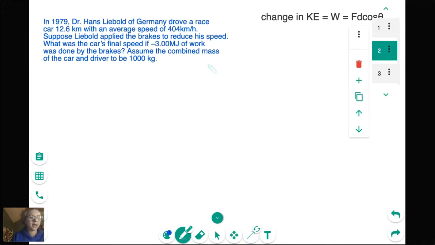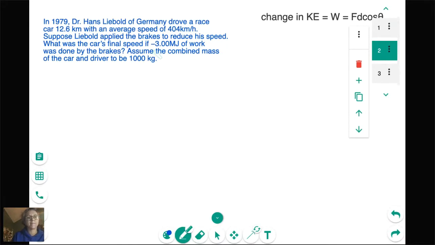Okay, so in this one we have in 1979, Dr. Hans Liebold of Germany drove a race car 12.6 kilometers with an average speed of 404 kilometers per hour. And we're going to say, suppose he's driving that fast, then he applies the brakes to reduce his speed. And we want to know what was the speed if 3 megajoules of work was done by the brakes. So that prefix mega is not one we see a whole lot, but negative 3 megajoules of work were done by the brakes. And so we know the combined mass of the car and the driver is 1,000 kilograms.